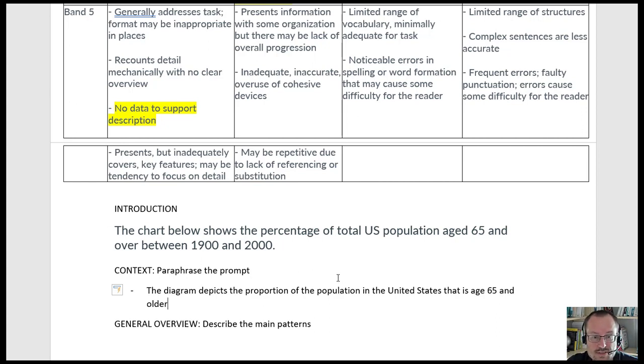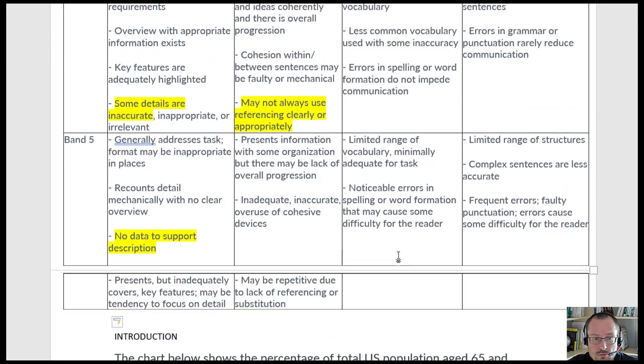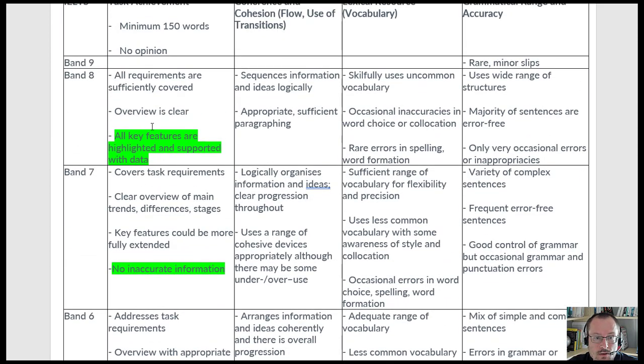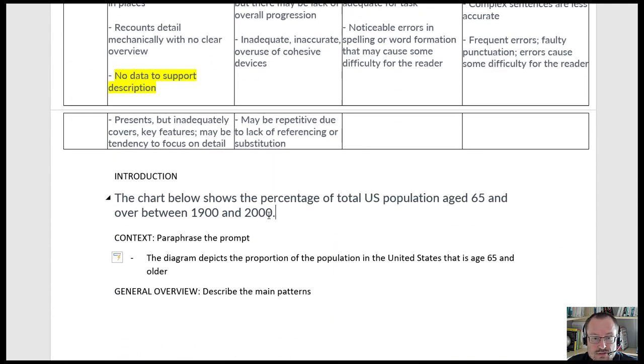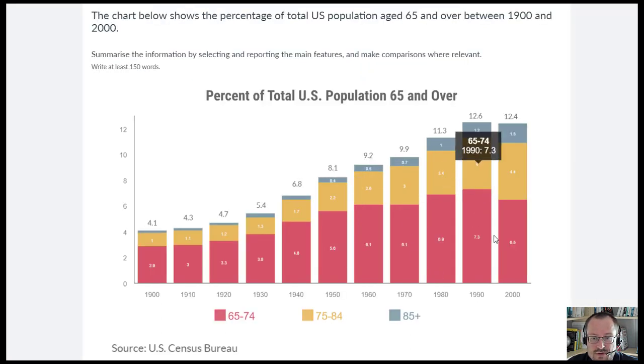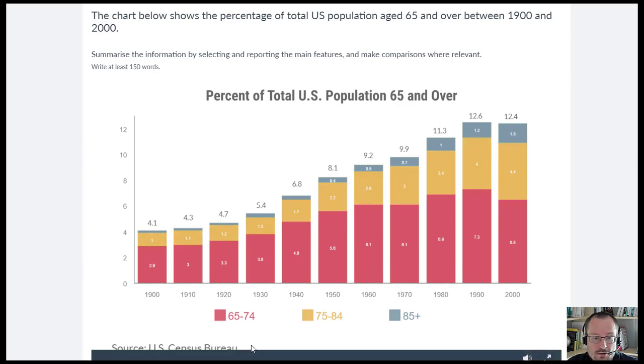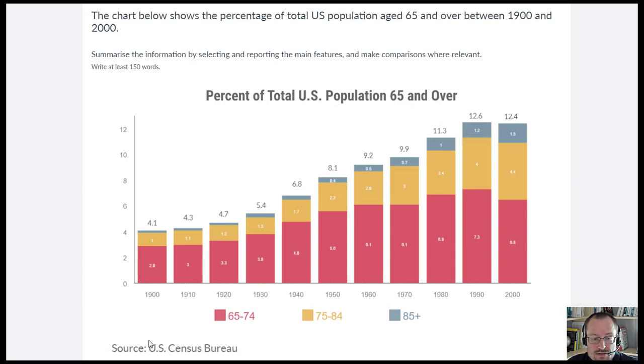Now, before I continue, let's just have a look to see what IELTS actually wants us to include in the general overview, because it's right up here. They want us to give a clear overview of the main trends, differences, and stages. So we're going to have to include a bit more information than is just included here. That's not quite enough. So what we also want to mention is the fact that it's divided into 3 age groups. And just for development purposes, we're going to include that the information is coming from the U.S. Census Bureau.